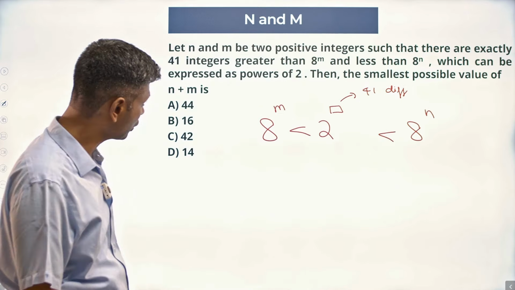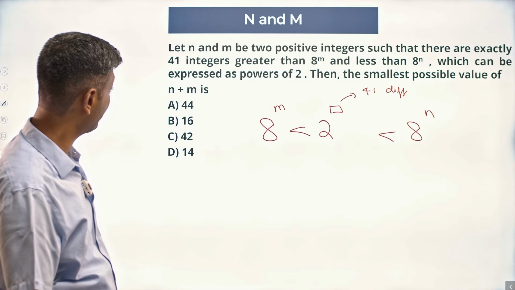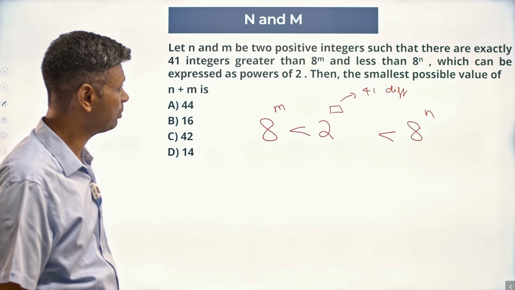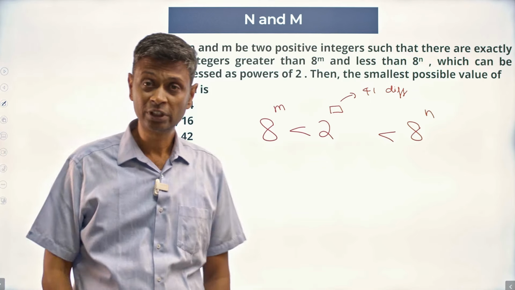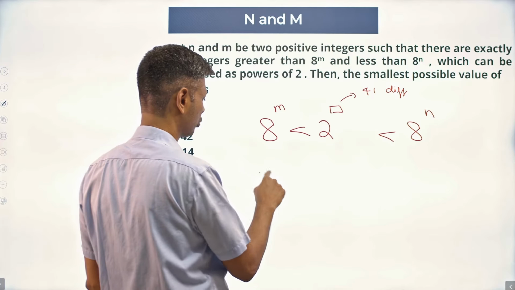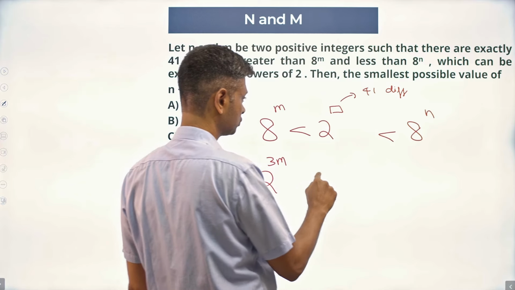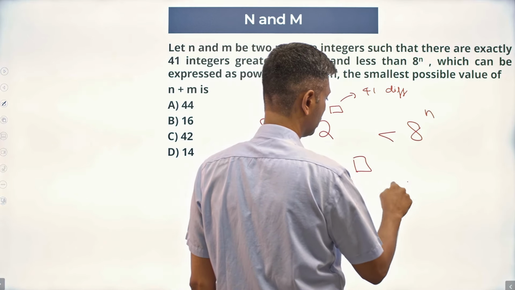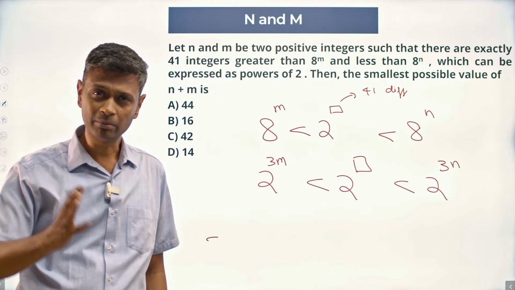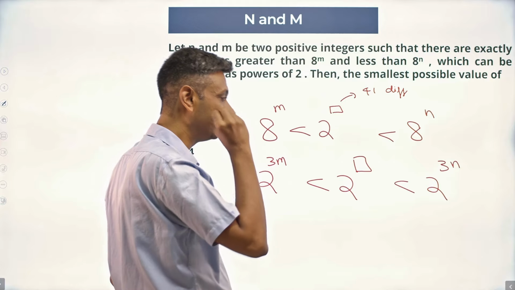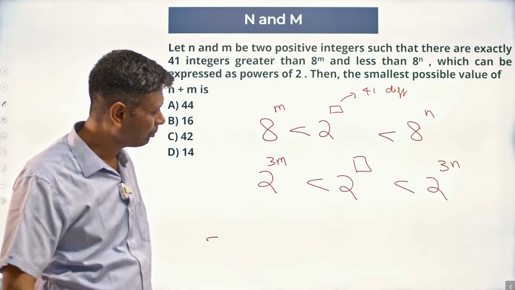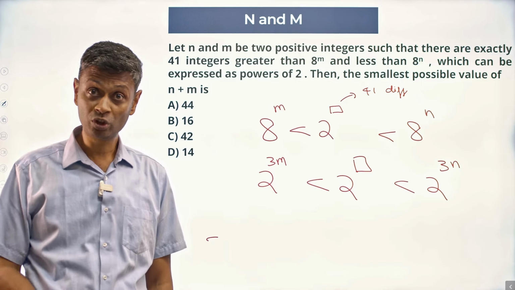Nice. Then the smallest possible value of n plus m is... So 8 power m and 8 power n, in between these two, a bunch of powers of 2 are sitting there. Right? First of all, this is 2 power 3m less than 2 power something less than 2 power 3n. So between 3m and 3n, between say 9 and 36, there are some 2 values. Fine. So 3m and 3n, how many different values can there be?